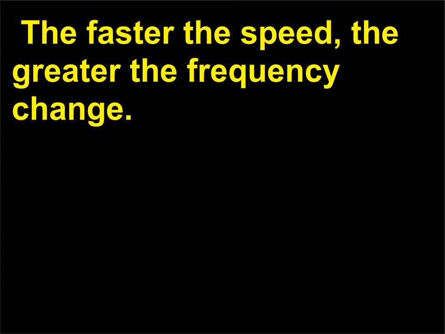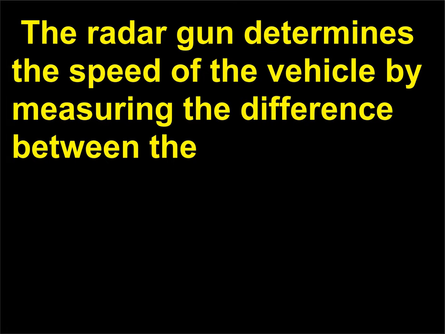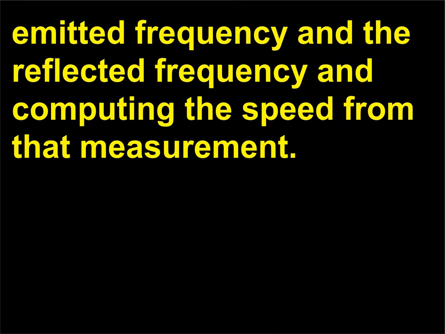The faster the speed, the greater the frequency change. The radar gun determines the speed of the vehicle by measuring the difference between the emitted frequency and the reflected frequency and computing the speed from that measurement.